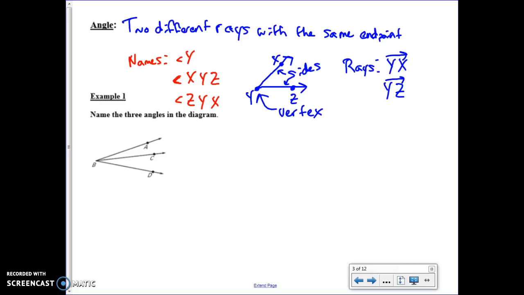Name the three different angles that you see in example 1. That's not naming it in three different ways. That's naming the three different angles you see. Try that right now.